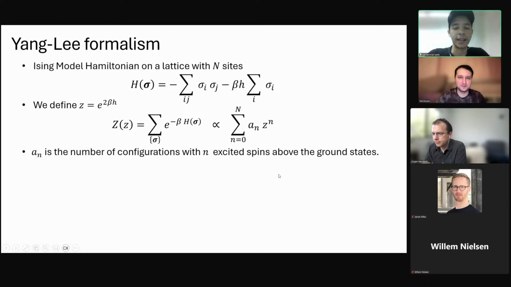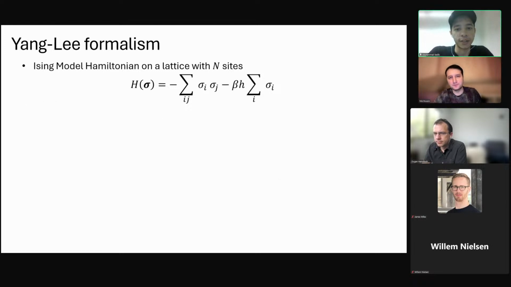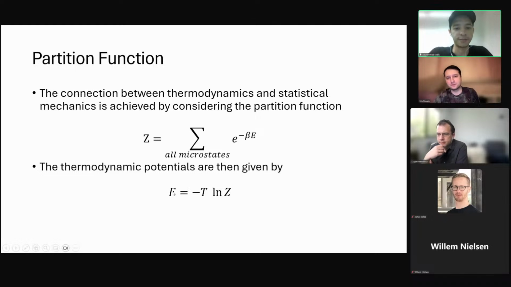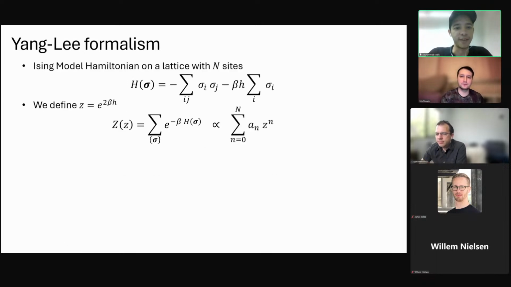So now the trick is, as we said before, if I have Z, I know the free energy and I know everything about the system. Usually the problem in condensed matter is to find the partition function of the system. So if the partition function is given as a polynomial, people have studied polynomials for so long. So we know everything about polynomials. So what can we say about this thing?